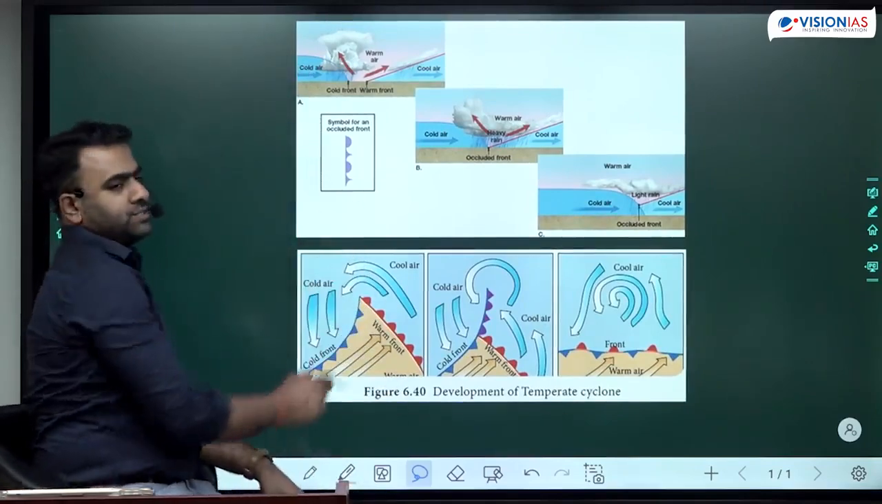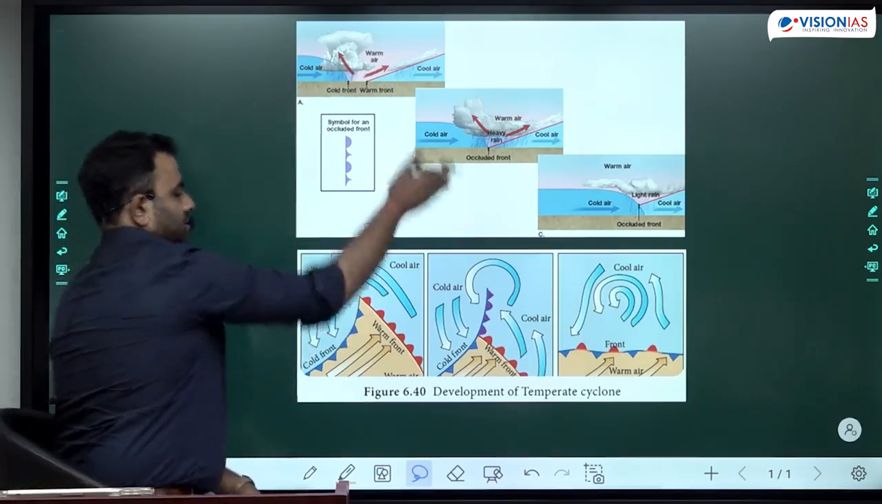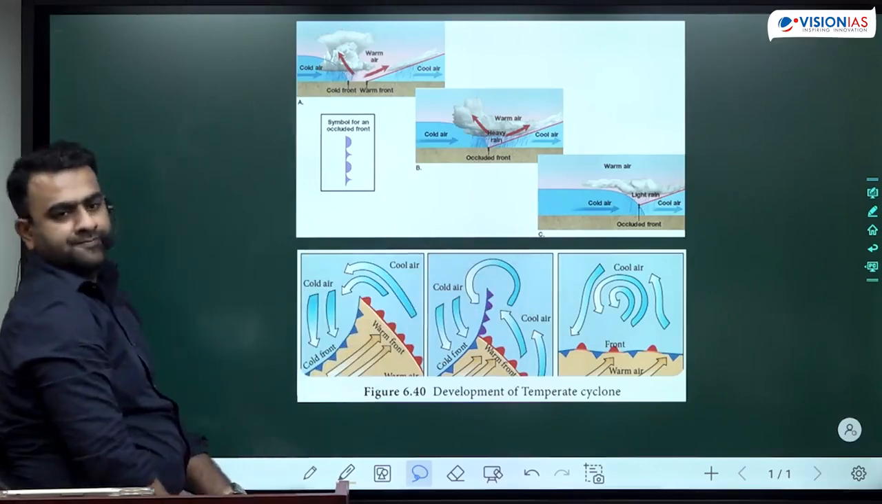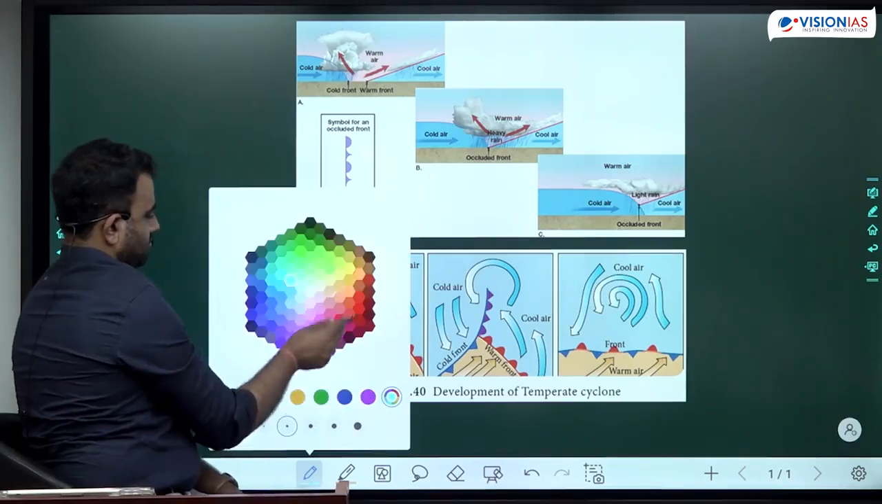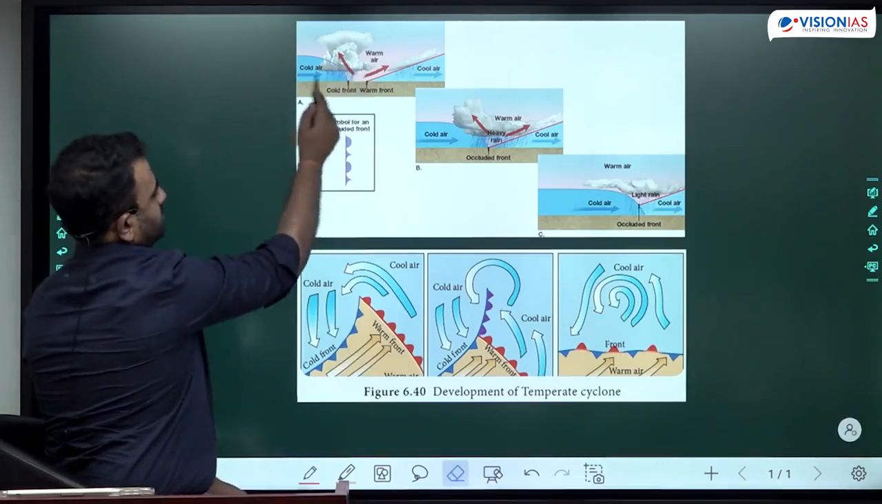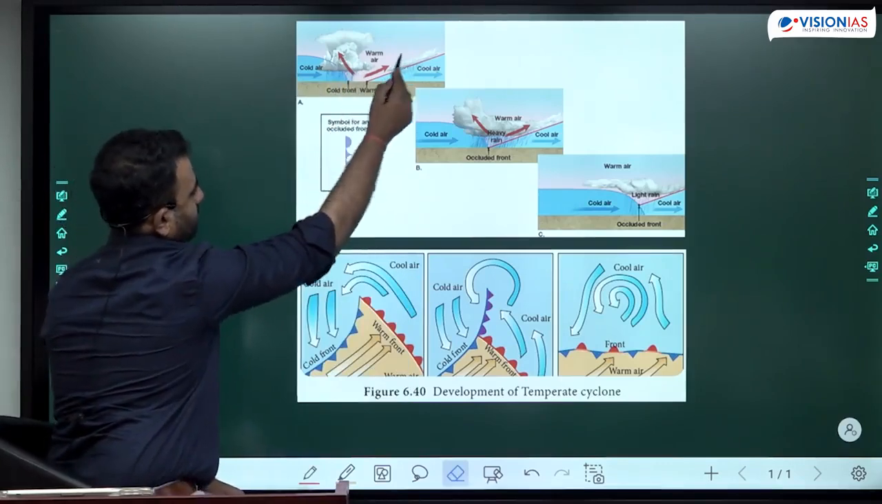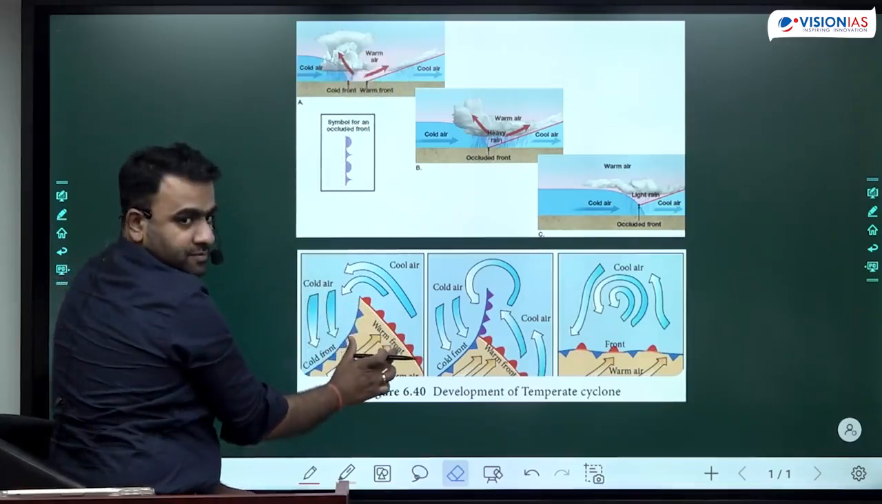This is side view, this is top view. Okay, this one is here, this is here, this is here. Okay, can you see, if you see from the side, this is the cold front, this is the warm front, in between there is a warm air. This is the cold front, this is the warm front, this is the warm air.